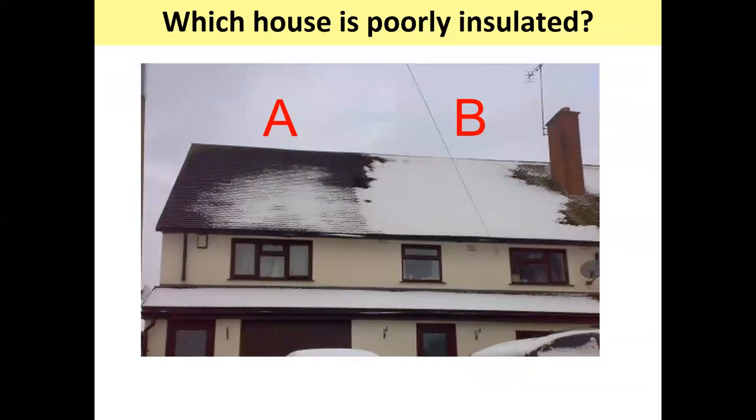So if we look at this diagram here, or this drawing here, it shows two houses. So you've got house A and you've got house B. You can see there's a front door there of house A. There's the front door of house B. Now, these houses are semi-detached, yet you can see that house B has lots of snow on its roof, whereas with house A, that snow has melted. Now, what that suggests is house A, it's poorly insulated. Well, its roof, at least, is poorly insulated because heat must be escaping through that roof in order to melt that snow.